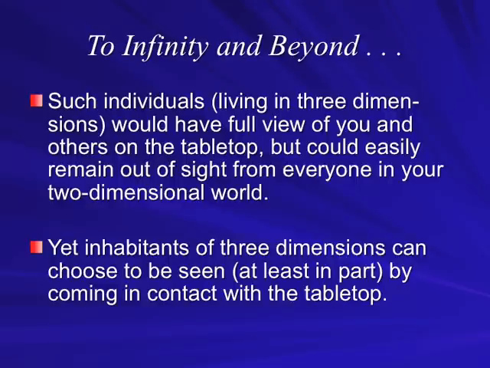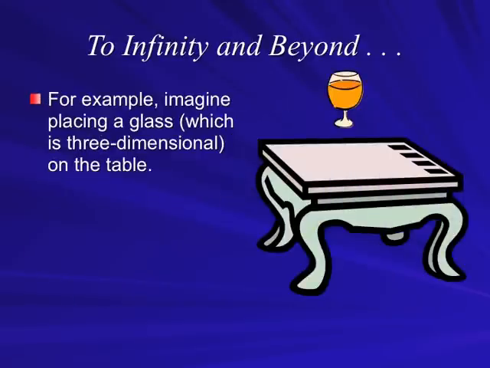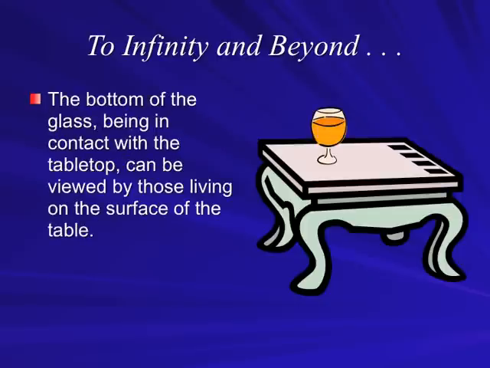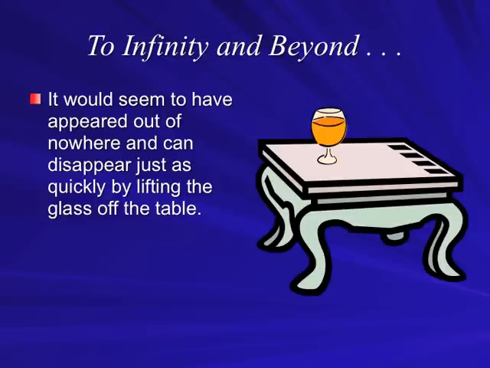Yet inhabitants of 3 dimensions can choose to be seen, at least in part, by coming in contact with the tabletop. For example, imagine placing a glass, which is 3-dimensional, on the table. The bottom of the glass, being in contact with the tabletop, can be viewed by those living on the surface of the table. It would seem to have appeared out of nowhere and can disappear just as quickly by lifting the glass off the table.